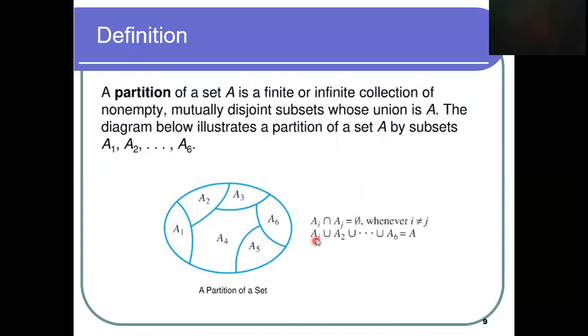That is, if you take the intersection of all these Ai's, then it will be phi, the empty set. And then if you take their union, it will generate the whole set A. So in that case, we can say these are the partition sets of the bigger set A.